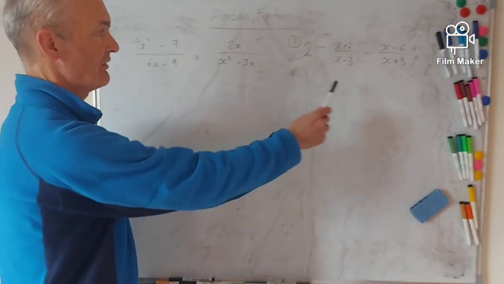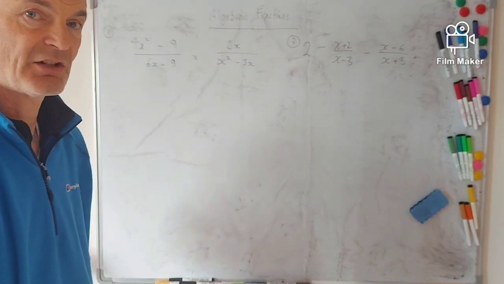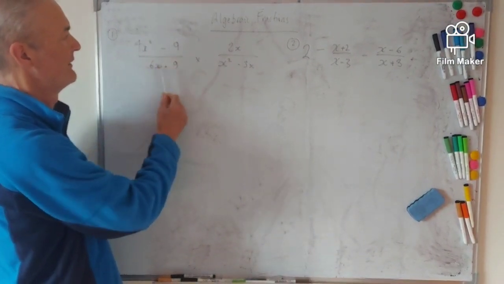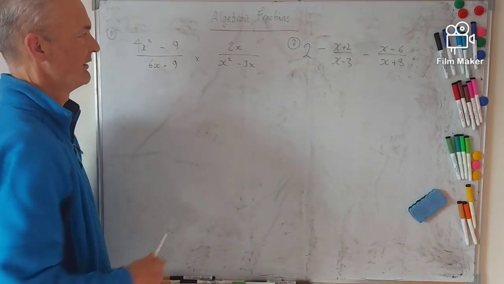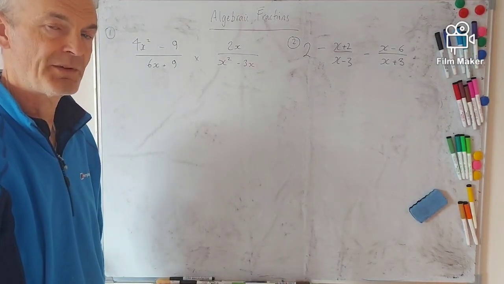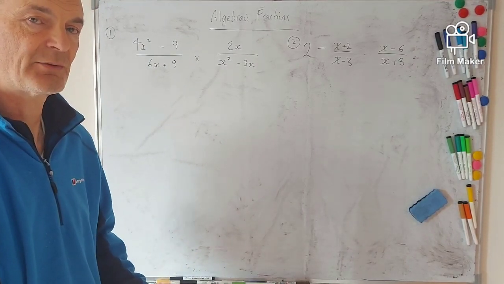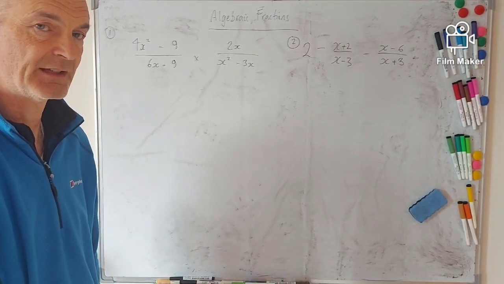We've got two questions up here. Let's dive straight in. So we've got this times this. So with these algebraic fractions, what we want to do to start with is try and simplify as much as possible. And that's going to involve factorising.